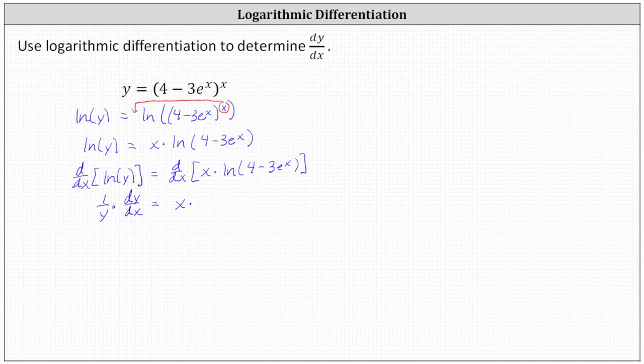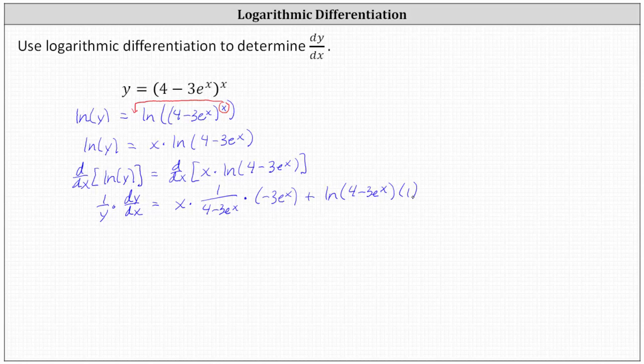The derivative is 1 divided by the quantity 4 minus 3e^x times the derivative of 4 minus 3e^x, which is negative 3e^x. Then we have plus the second function, natural log of the quantity 4 minus 3e^x, times the derivative of the first function, which is the derivative of x, which is just 1.